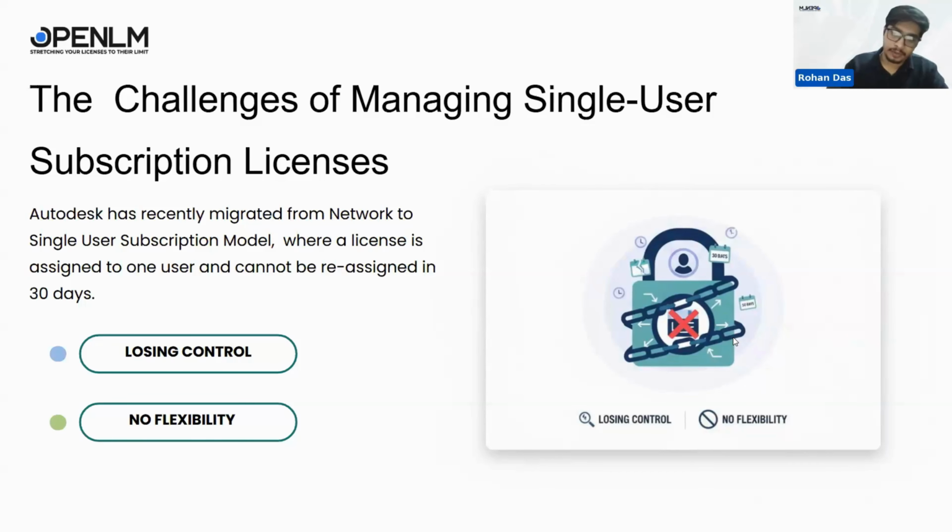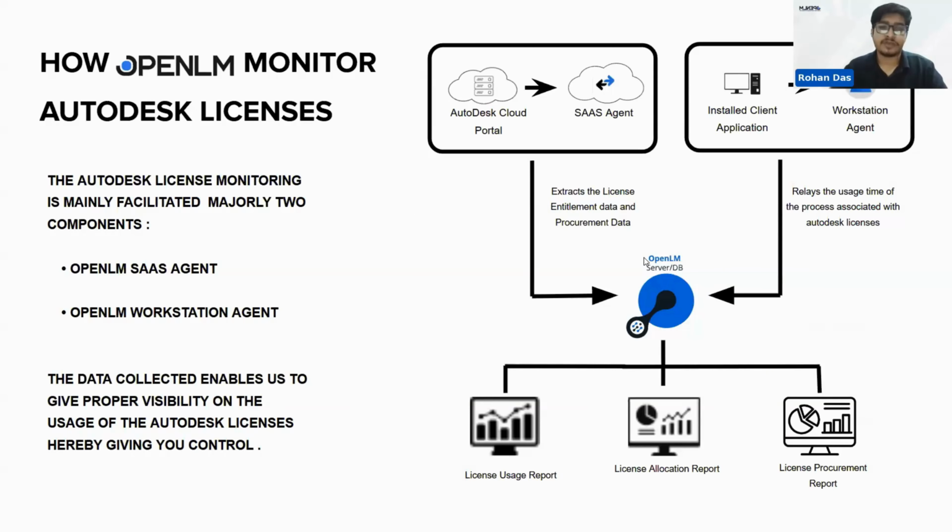Let's show you how. In OpenLM, we have a model with two sources of capturing information that will give you the total overview of how the Autodesk licenses are giving you efficiency and how you're using them. Autodesk license monitoring is majorly facilitated by two components: the OpenLM SaaS agent and the OpenLM workstation agent.